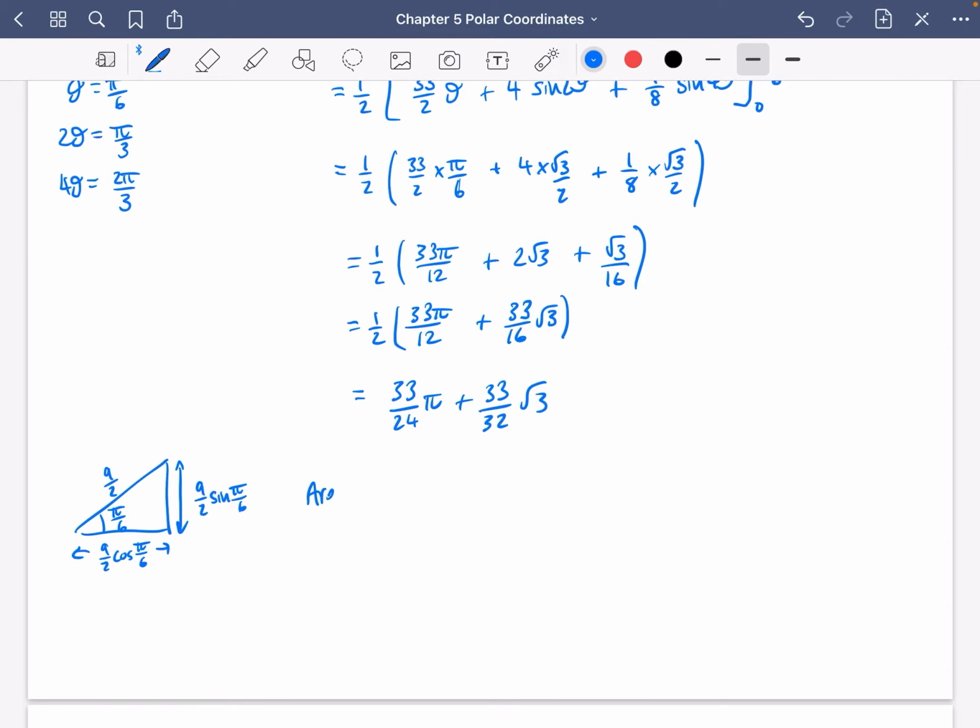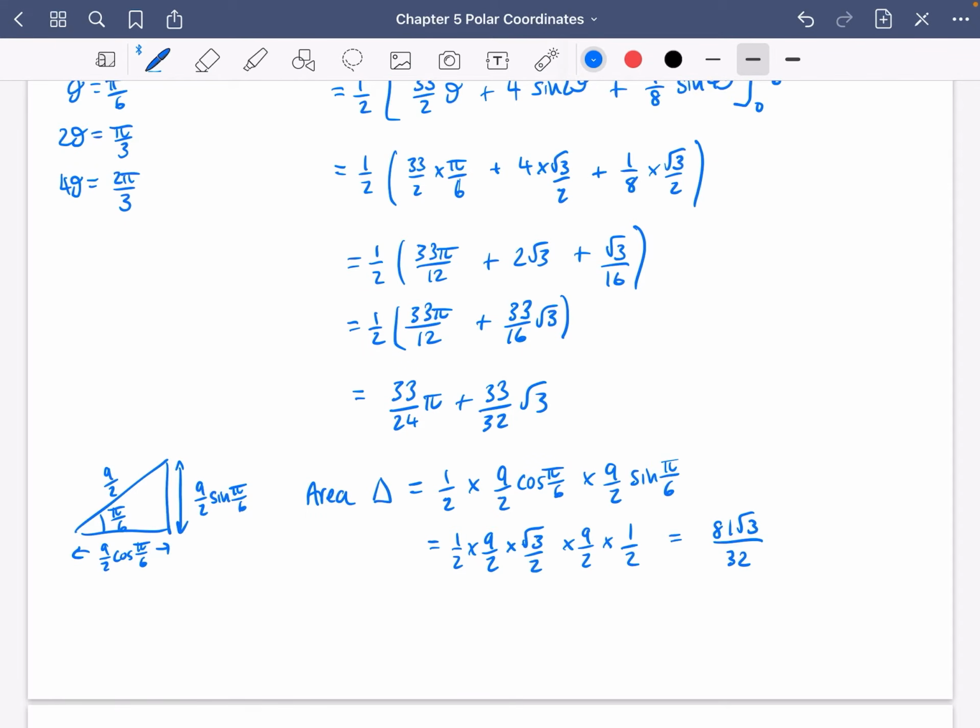And so the area of the triangle is going to be equal to a half times the base, which is 9 over 2 cos pi over 6, times by the height, which is 9 over 2 sine of pi over 6. So that's a half times 9 over 2 times root 3 over 2 times 9 over 2 times a half. So in the numerator, we've got 81 root 3. And in the denominator, we've got 2 times 2 times 2 times 2 times 2, which is 32.